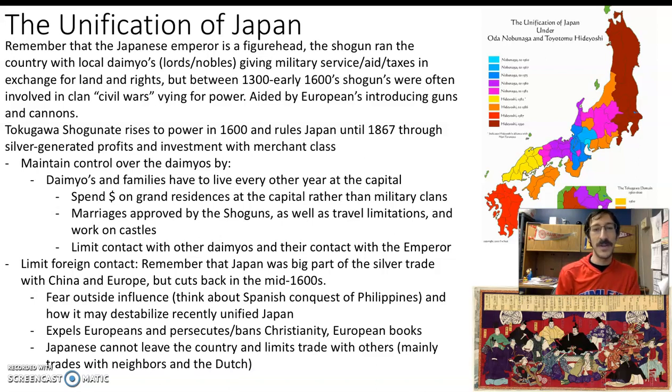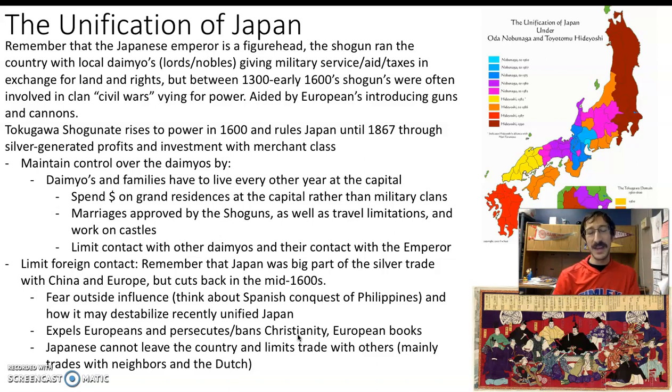They've also taken note of the expansion of the Europeans in the Indian Ocean, and of the Spanish having taken over the Philippines. Japan does not want that. Japan wants to remain a sovereign nation, or I should say a sovereign state. So some of the things they do include expelling many Europeans, persecuting and at some points banning Christianity, as the book describes. Pretty much any European novels, books, and writings are thrown out and destroyed.